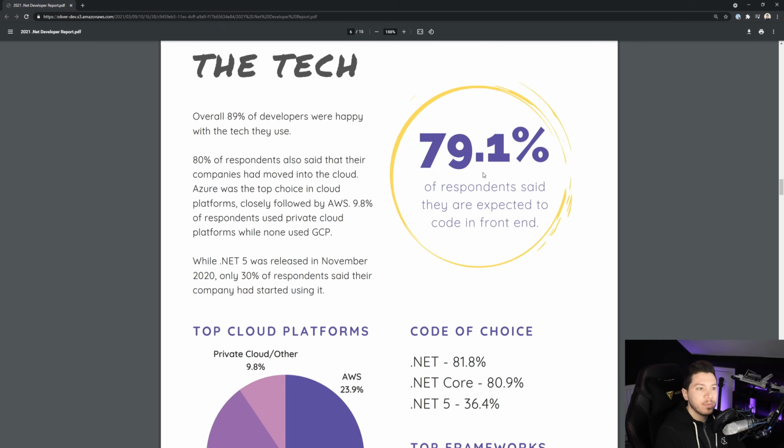Almost 80% of the respondents said that they have experience with a code in front end. But what's interesting is that 89% said that they're happy with the tech they're using, which is .NET. That is a very high percentage for satisfaction on a piece of software. How many times do you go out for a pint in the pub or whatever, and you're like, oh, I hate, I don't know, AWS or whatever. People don't really say that for .NET.